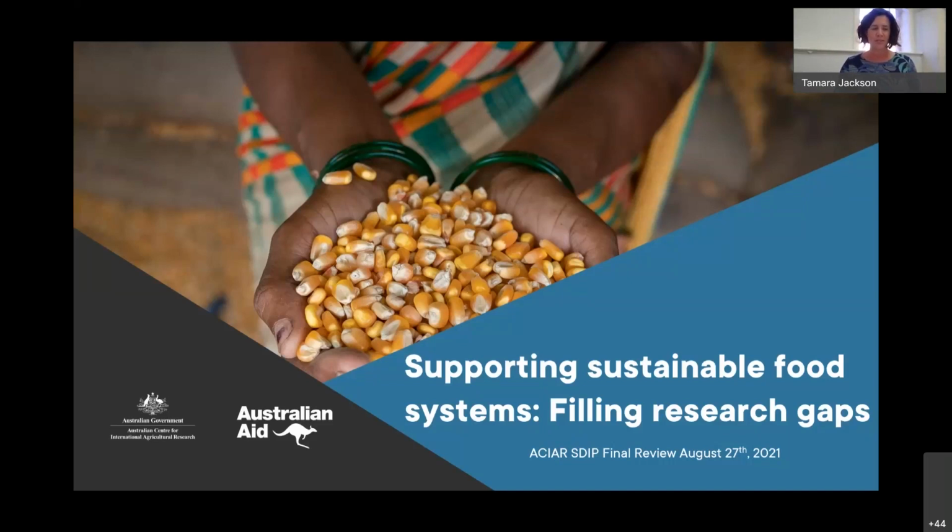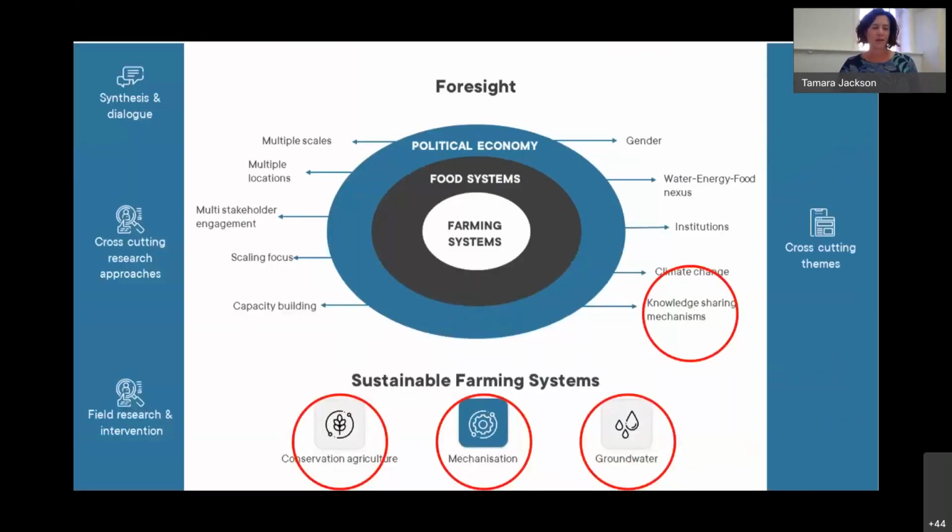So in this final presentation, we're going to show some of the additional work that's been done to support the program's work by filling research gaps and taking opportunities where they've arisen. So the focus on these additional studies has been, there have been 5 key themes.